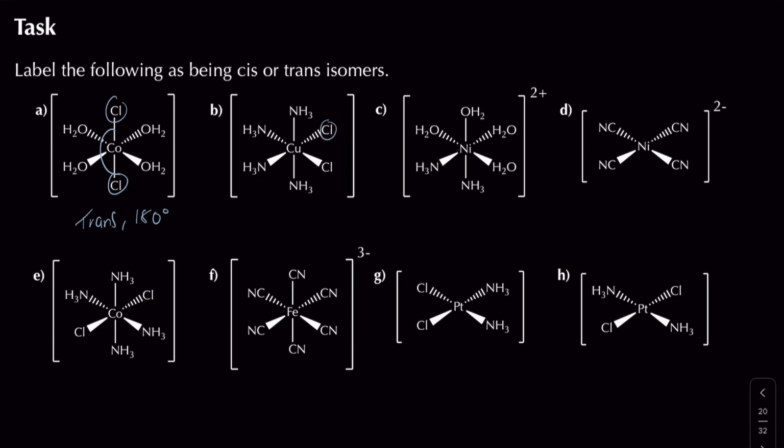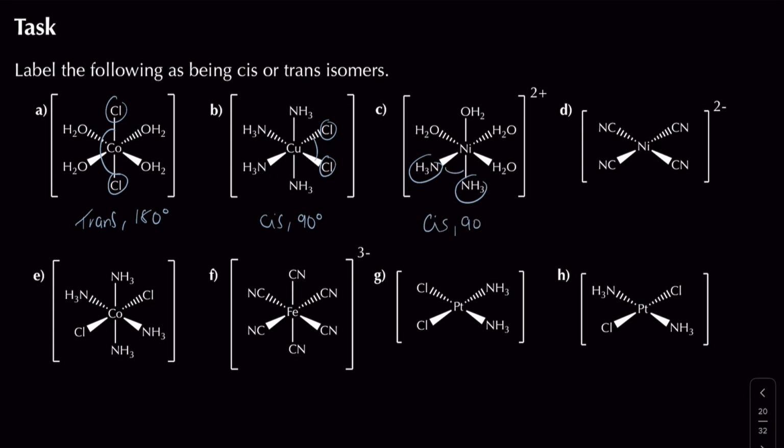Look at the next one. I can see quite clearly my chlorines are 90 degrees from each other. They're next to each other. So I know this one's going to be cis, and so it's 90 degrees. Look at the next one. My ammonias here are different. They're 90 degrees from each other, so we know they're going to be cis again.